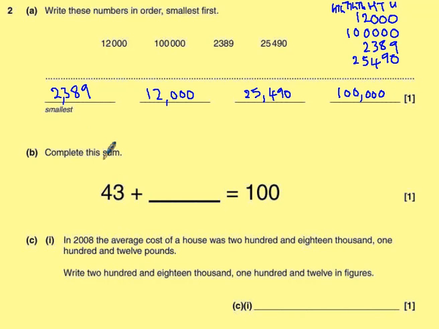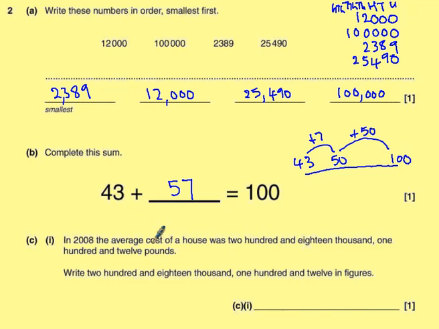Okay, part B. Complete this sum. 43 plus what equals 100? Well, if I started at 43 and I had to get to 100 on a horizontal number line, if I jump forward 7 would take me to 50, and then if I jump from 50 to 100, that's another plus 50. So if I add these two together, 50 plus 7 is 57. Okay, if I check that, 100 take away 57, 100 take away 50 is 50, take away 7 gives me 43.